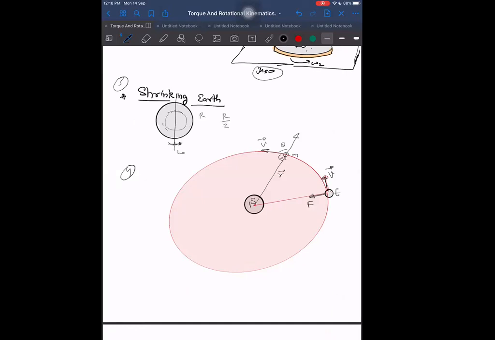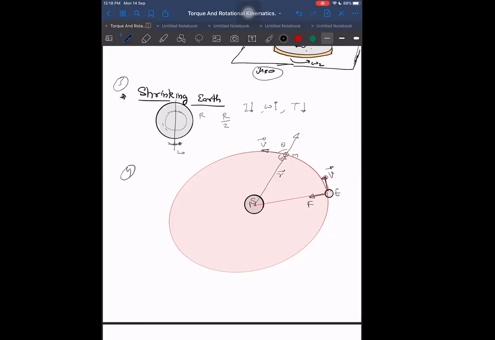When that happens, what happens? Moment of inertia will become less. And if moment of inertia becomes less, omega will become more. Then time period will become less. Duration of day will become less. So days will be of less duration.